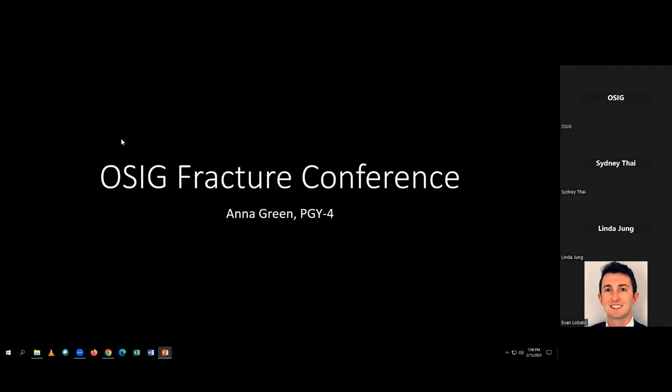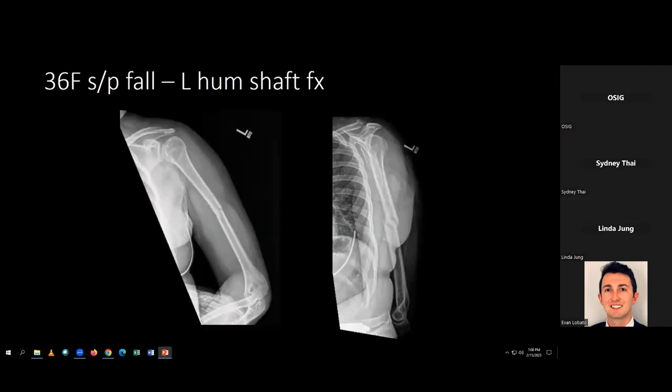So you're also just sort of looking up globally. Obviously you see the fracture there, but you also want to make sure that there are no other injuries that could be going along with this fracture pattern. Sometimes you see people with clavicle and humeral shaft fractures.